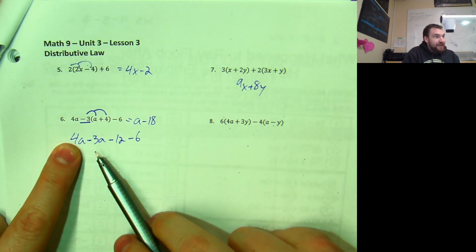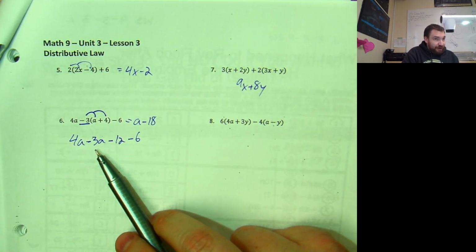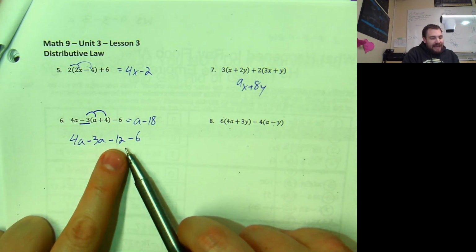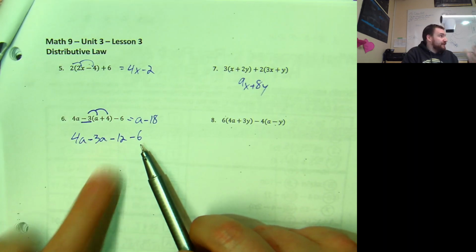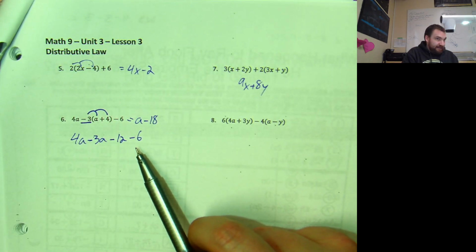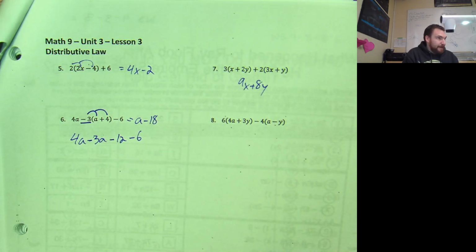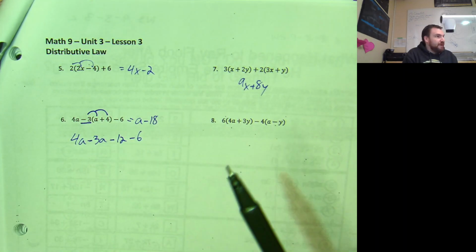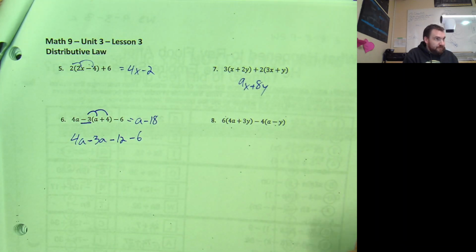So then 4a minus 3a leaves us with 1a, but we don't write the 1. And negative 12 minus 6 is negative 18. So, a minus 18. Because negative 3 times 4 is negative 12. That's why. Who said that? Angel. Number 8, Angel.